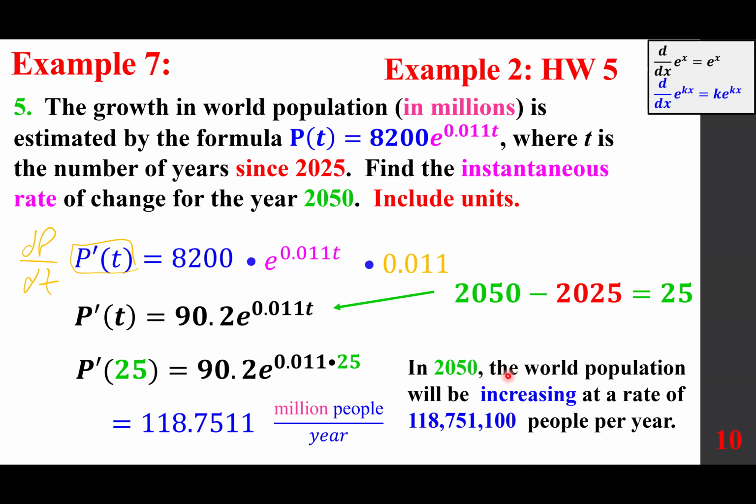In 2050, the world population will be increasing at a rate of 118,751,100 people per year, if this trend continues, of course. Okay. So that's important to understand, everybody.